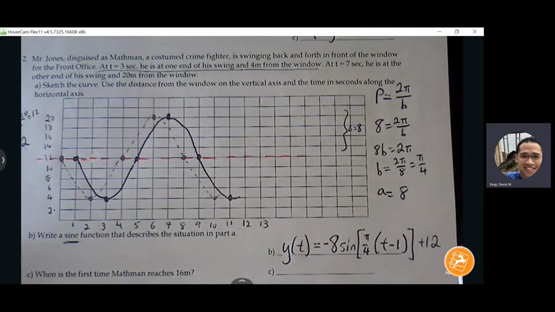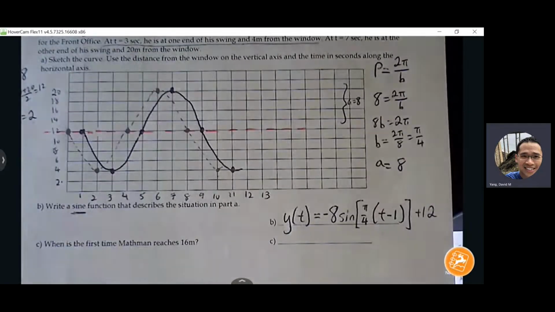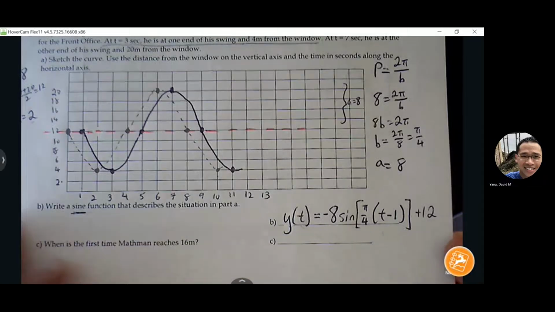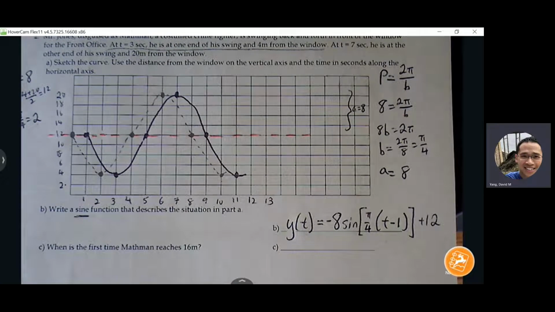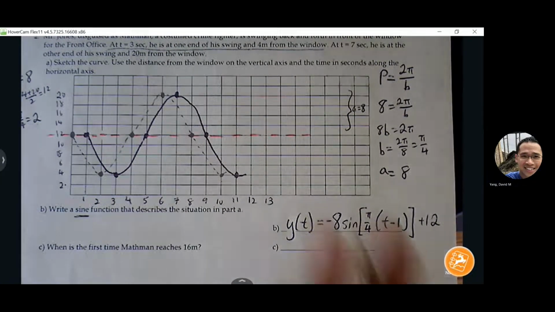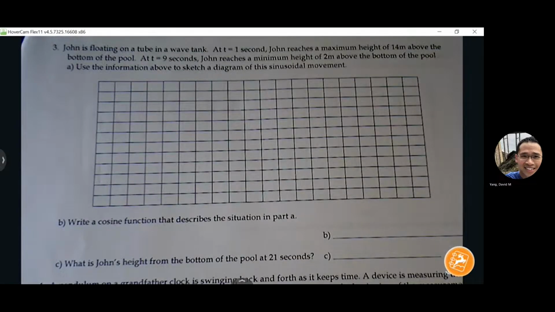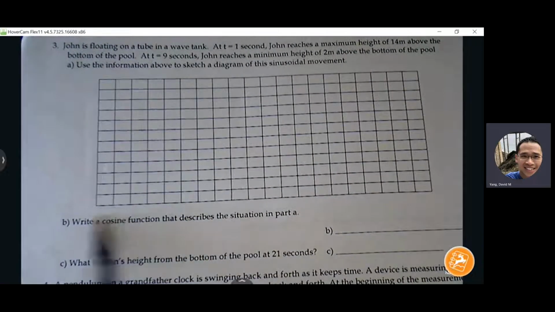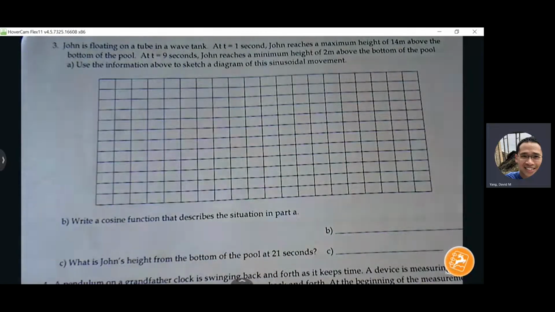Okay, let's skip C for now, and we'll come back to it. Okay, let's go to number 3. Does anybody still need to look at number 2? Yeah, you can scale it any way you want. I'm going to go by 1s on the x-axis, and the y-axis I'll go up by 2s.